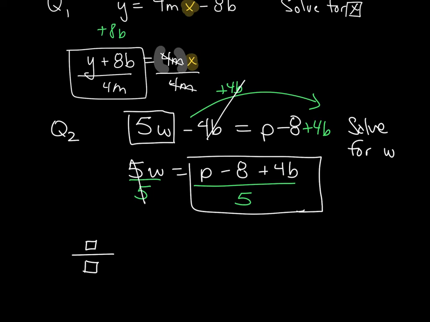A shortcut, if you want to put it in by hand, it would be parentheses p minus 8 plus 4b, end parentheses. The division sign is the same thing as my bar for my fraction, divided by 5. And just keep everything in the denominator in the parentheses as well.